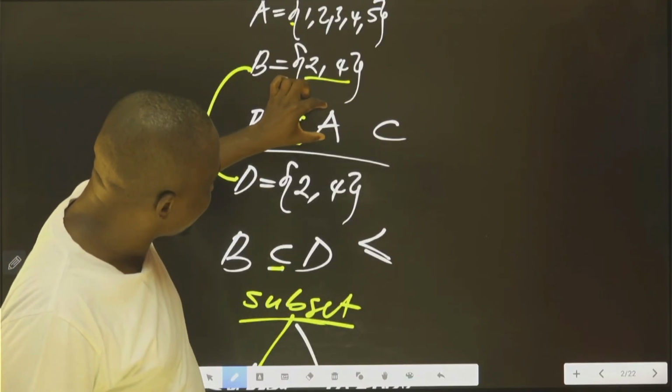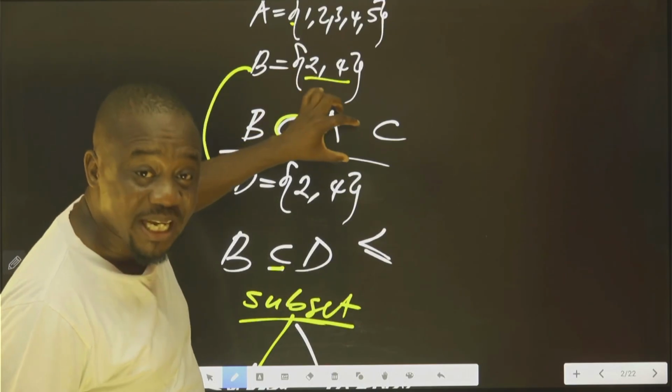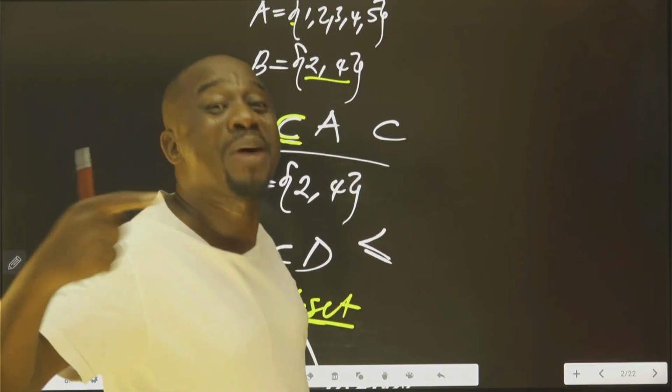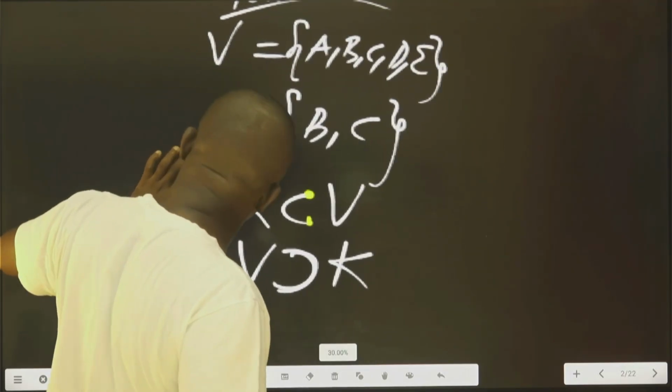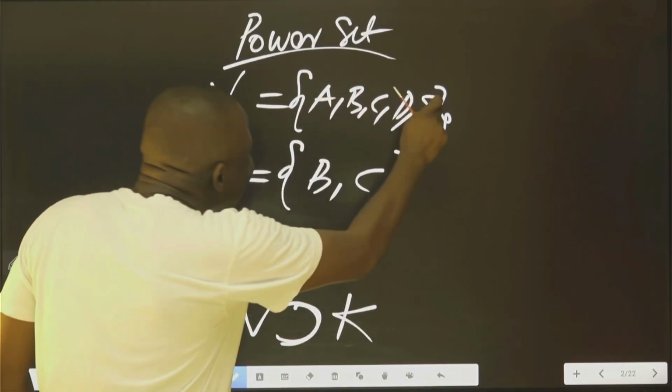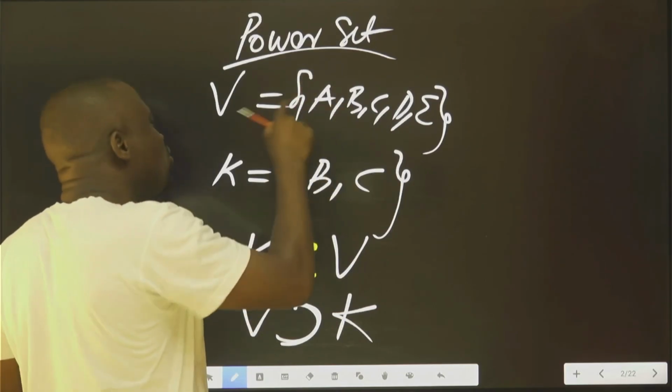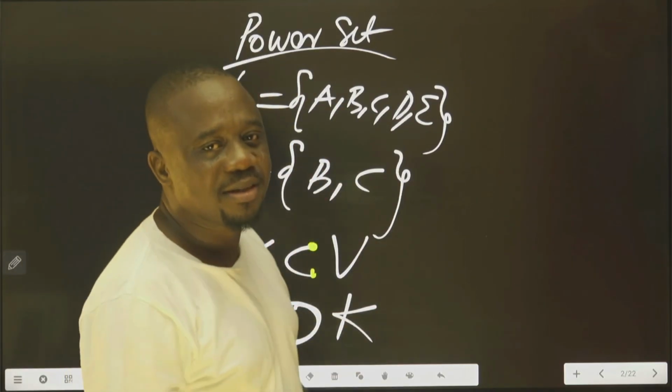A subset. We also say proper subset. We also have proper superset. Like this one, I can call it a proper superset because there are some things that are here that are not here, but everything here is here. So this is a superset of this.